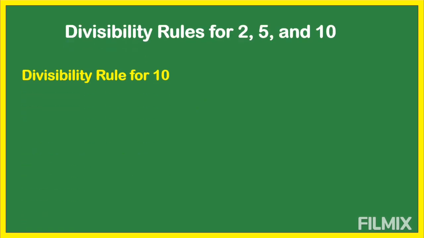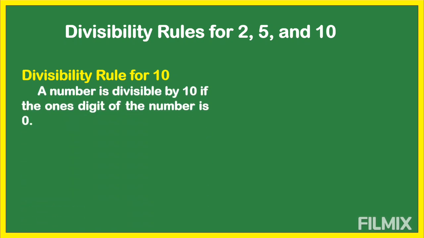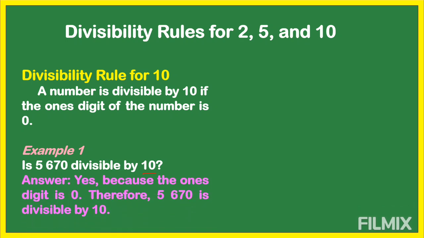Next is divisibility rule for 10. How do we know that a number is divisible by 10? A number is divisible by 10 if the ones digit of the number is 0. For example, is 5,670 divisible by 10? It's yes, because the ones digit is 0. Therefore, 5,670 is divisible by 10.